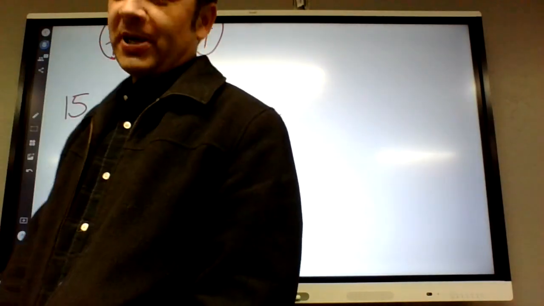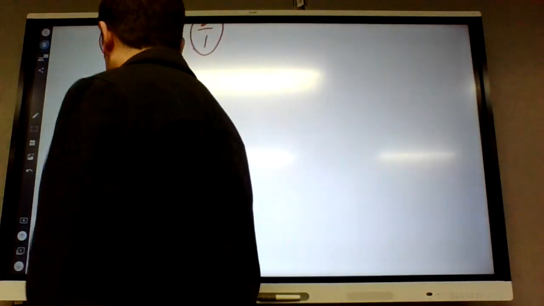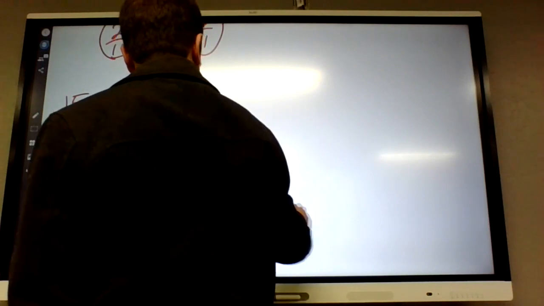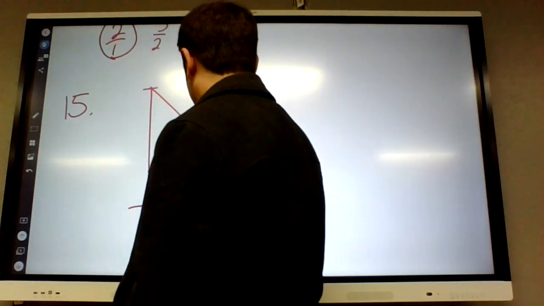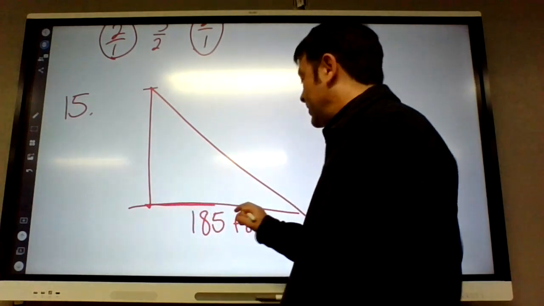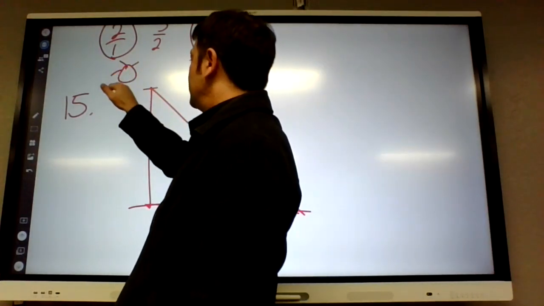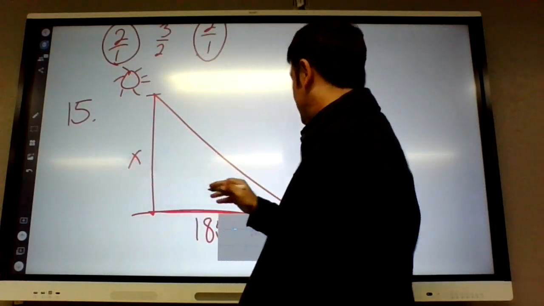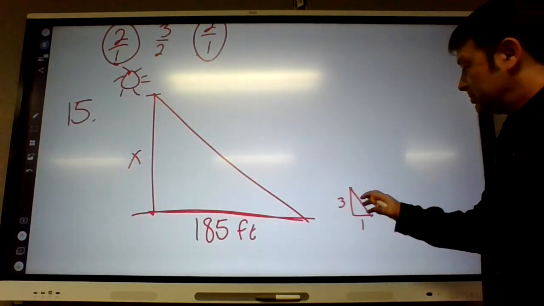Okay, so now we're actually supposed to figure out how tall the actual Washington Monument is. Okay, so 555 feet. Let's see, what's it say? It casts a 185-foot shadow, so the shadow would be on the ground, right? Right. Here's the sunlight hitting down, and we want to know how tall it is, if at the same time a 3-foot pole casts a 1-foot shadow.